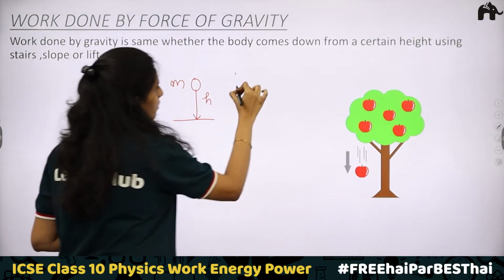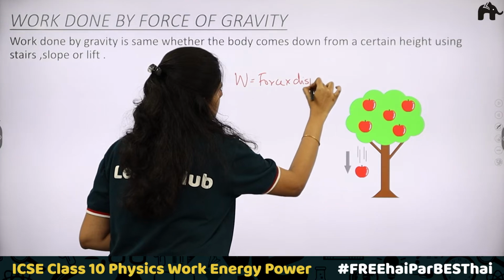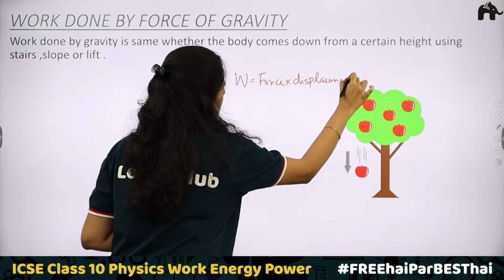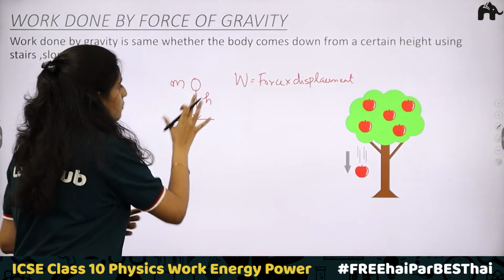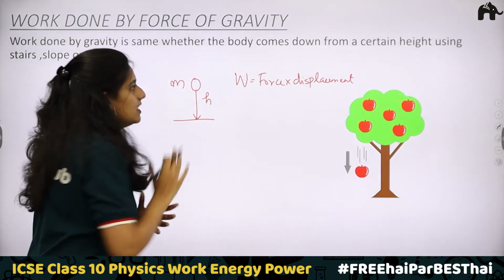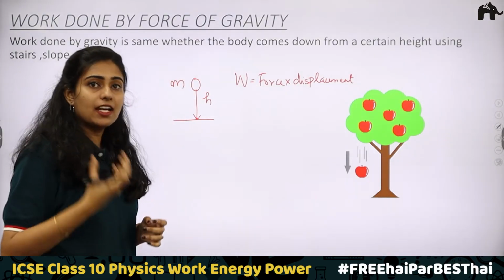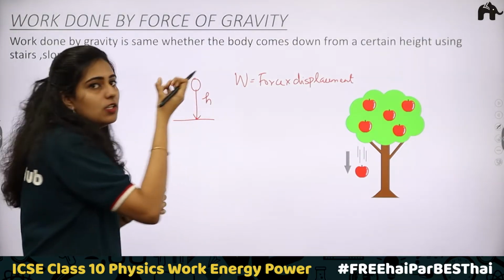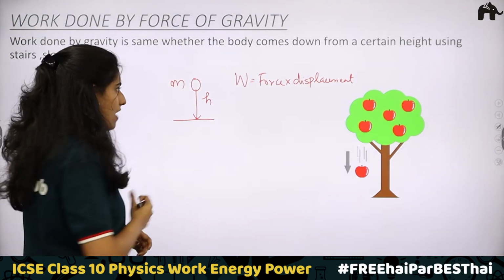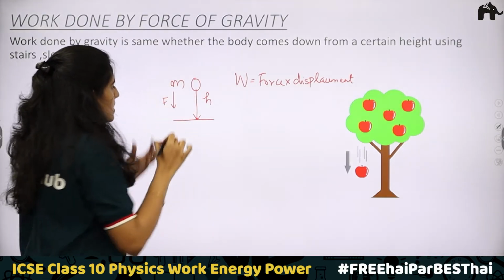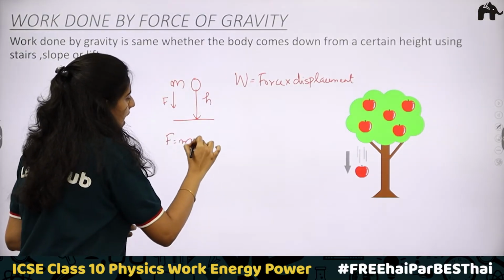Now here we know that work is equal to force into displacement. To find the work done by force of gravity, in which direction is the force acting? Force is acting downwards. Force of gravity will always be acting downwards. Why? Because every object is pulled down. So here this mass is being pulled by the force of gravity, and the force of gravity F is acting down. Now we know that force depends on mass and acceleration.